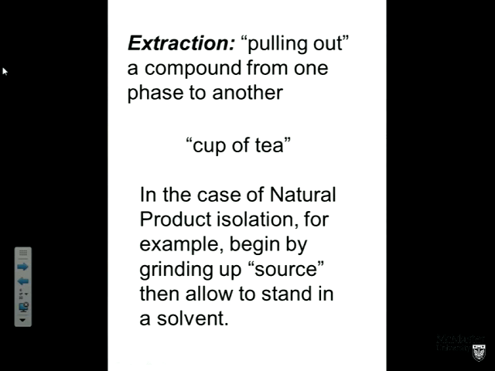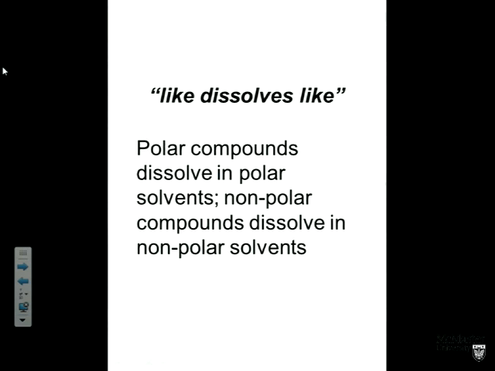But in either event, we grind up the source and allow it to stand in the solvent. So what solvent should we use? It depends on what we are trying to dissolve. In the case of the cup of tea, we want to dissolve caffeine. Caffeine, it turns out, is a polar molecule. It's got four separate nitrogen groups in it. They're basic, so caffeine is water-soluble. So when we do our extraction of tea, caffeine easily moves from the solid phase into the liquid.